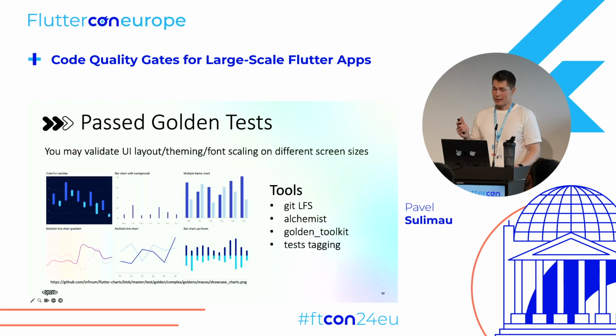A special subset of widget testing is called golden testing or snapshot testing. We do love them. We do use them a lot in our projects. If you're not aware, basically an image of your widget is taken and put into a file. And the next time you run the test, a new image is created in memory and compared pixel by pixel with the image from the file. And if there is a small pixel difference, then such a test fails. Really useful. You can validate your UI layout, theming, different sizing on different screens.